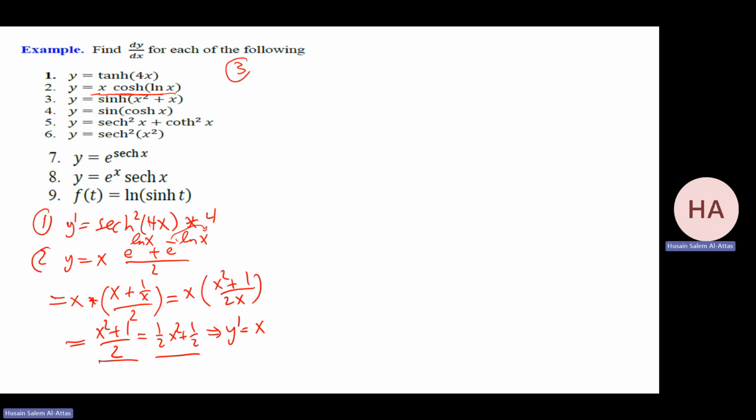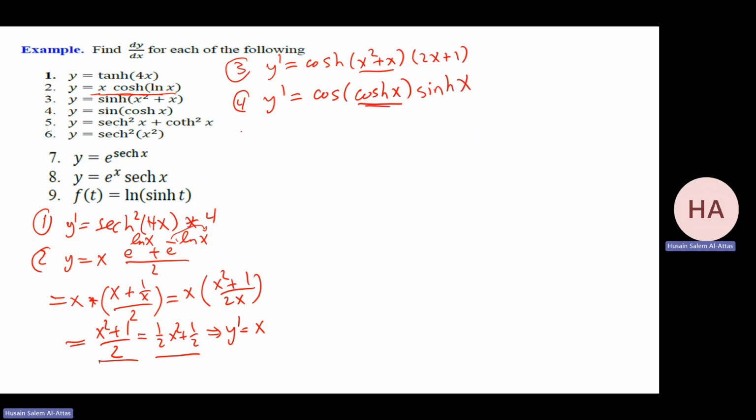It's sine hyperbolic of x squared plus x. There's no simplification here. So y prime would be cosine hyperbolic of x squared plus x times the derivative of this, which is 2x plus 1. 4. Y prime will be what? Cosine hyperbolic x times sine hyperbolic of x, which is the derivative of this.